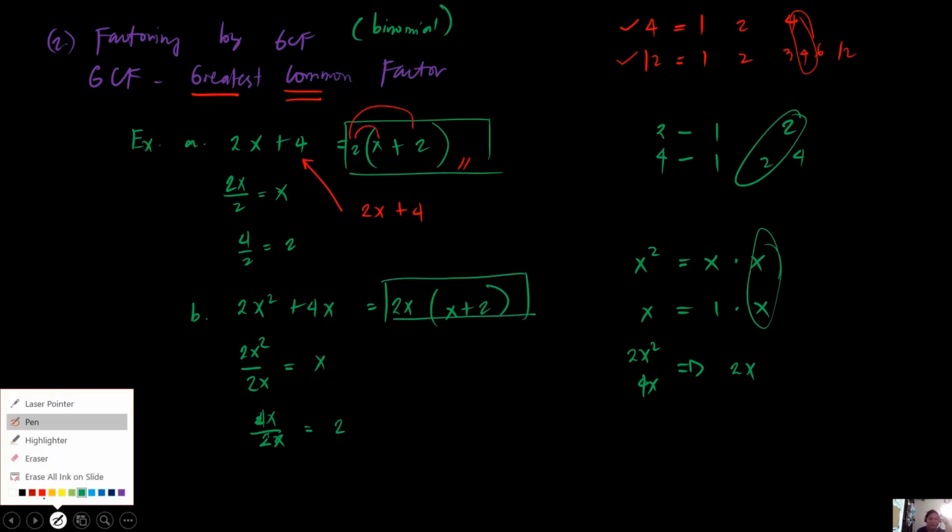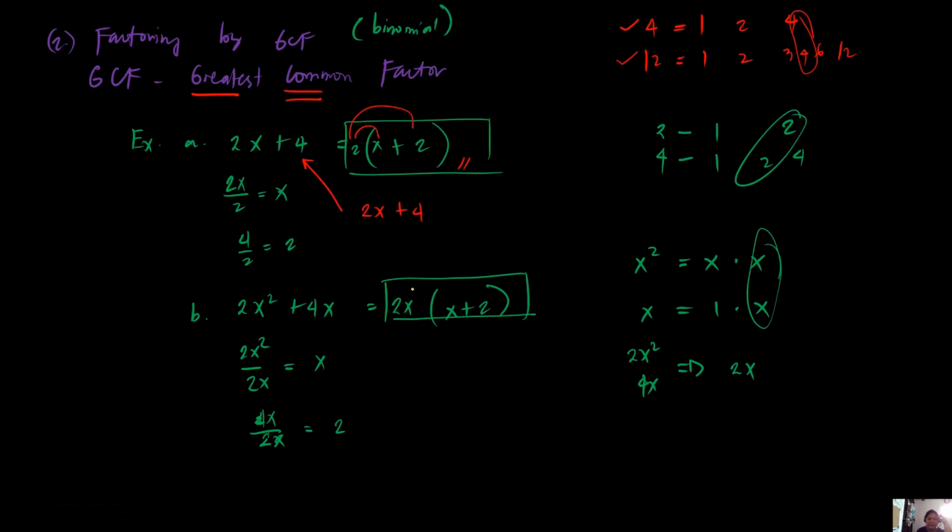Now, let's recheck if this is the correct answer. Distribute the common factor inside the parentheses. We have 2x times x, we have 2x squared. 2x times 2, we have 4x. We go back to the original expression.